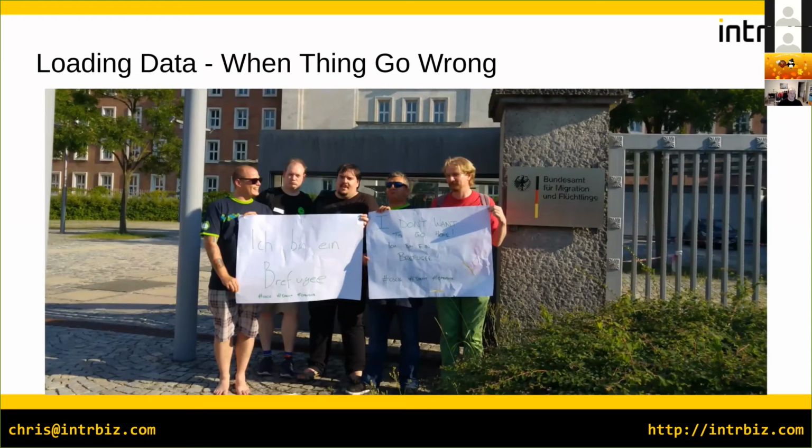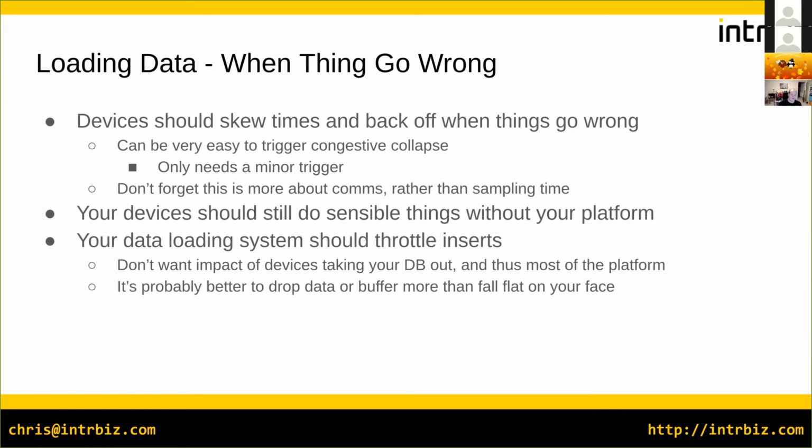So when things go wrong, one of the fun things with these IoT platforms is they're effectively huge distributed systems where you've, say, got 1 million devices in the field spread around the internet. In many regards, that looks like a distributed denial of service attack. And if your firmware engineers mess things up, that's exactly what happens.